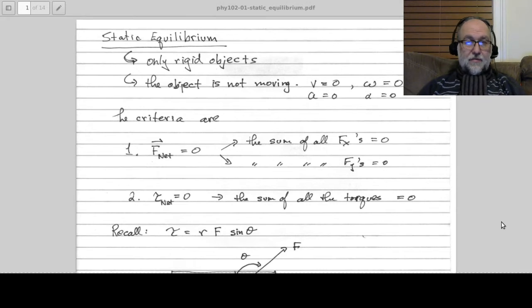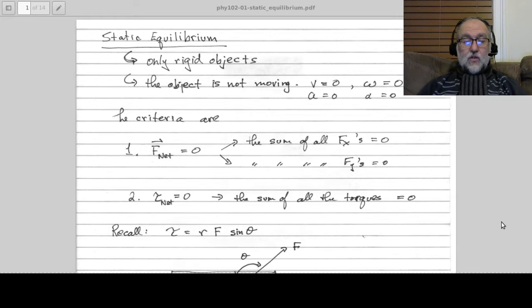So static equilibrium is the physics behind objects that are not moving. We did a lot of stuff last semester on objects that are moving, and today we're going to talk about objects where the forces and torques acting on them keep the object not moving, and this is known as static equilibrium.